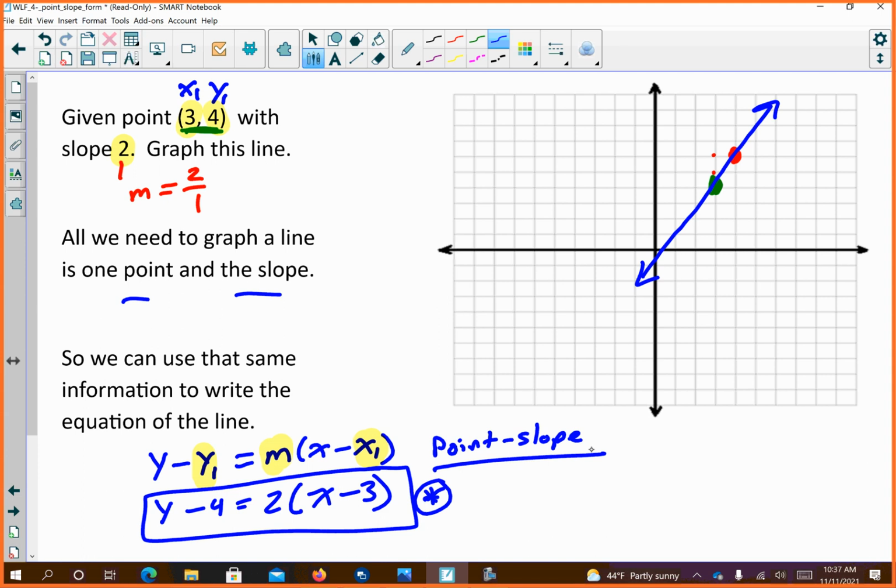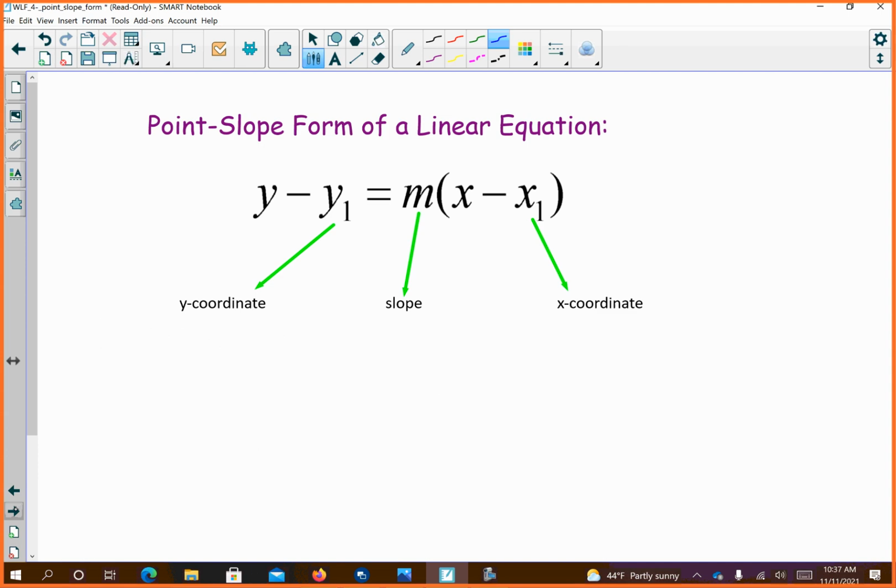Okay, does that make sense? And I know we've dealt with point slope a couple of times. We've graphed with it. Now we're going to go backwards and use it. So the nice thing is, this is the equation, point slope, and they call it point slope form. I don't know why they call it form versus formula.